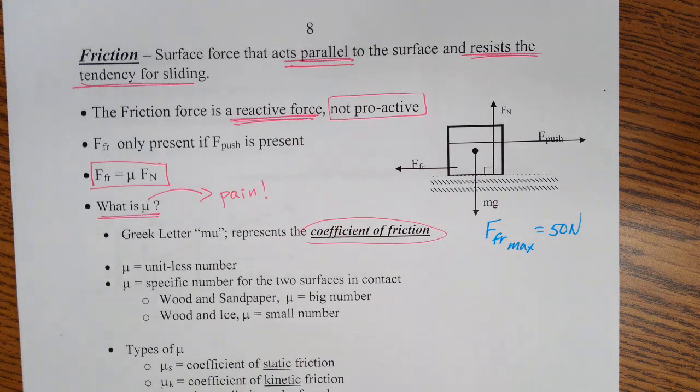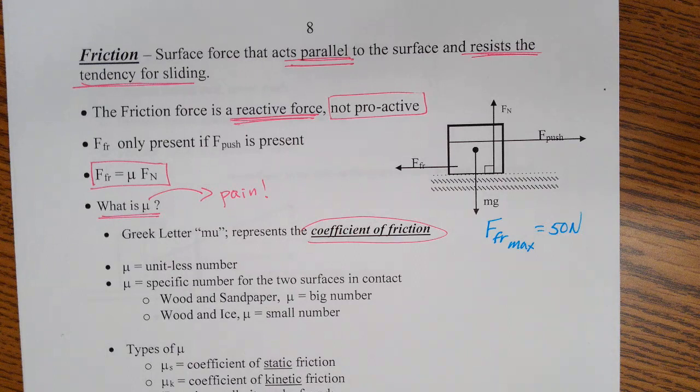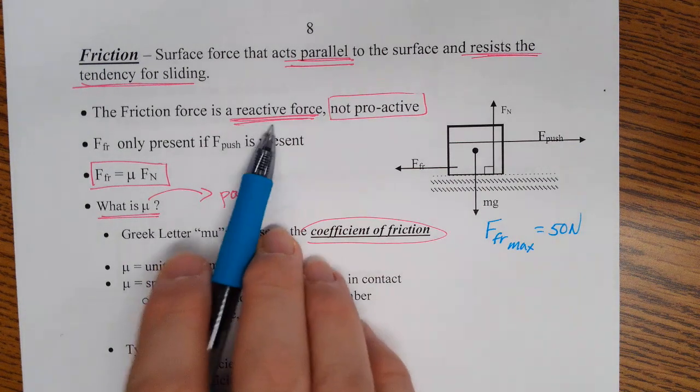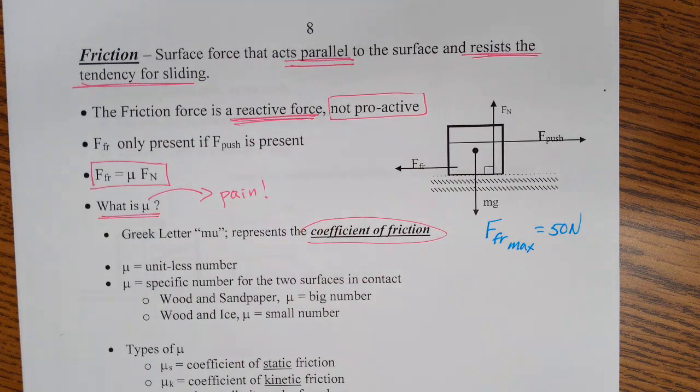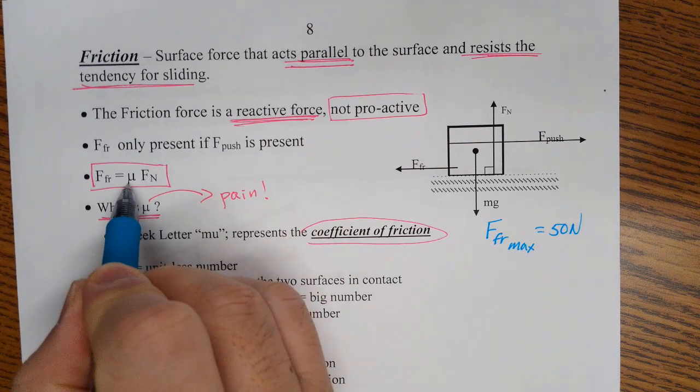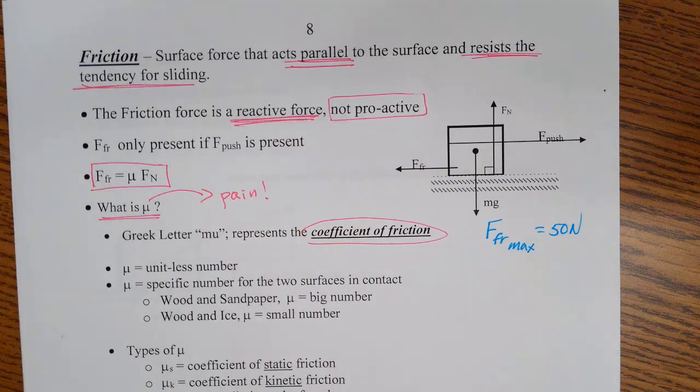All right, so it's only going to react to whatever the push that exists, and then it could go up to 50 newtons in this case, and then it stays there. Okay, so that's a very important concept for reactive force. Okay, now friction can be calculated with this funny looking mu times the normal force.